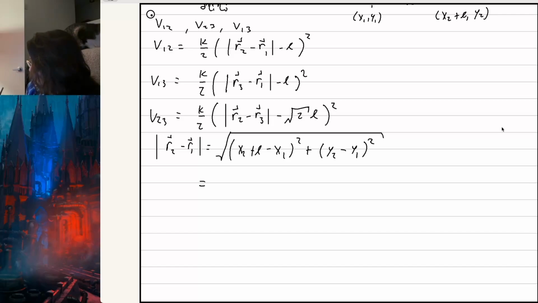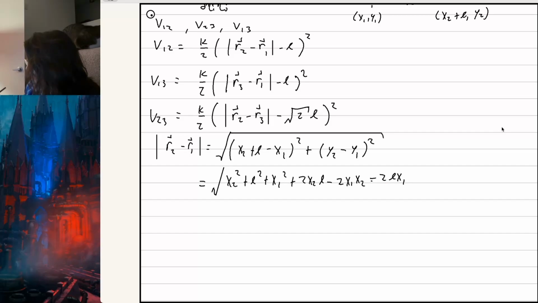We can expand those polynomials, as painful as that sounds. x2 squared plus L squared plus x1 squared plus 2x2L minus 2x1x2 minus 2Lx1. Yeah, that's it. Plus y2 squared plus y1 squared minus 2y1y2, all under that radicand.